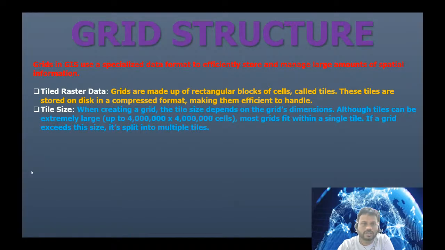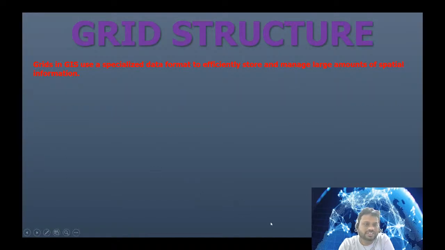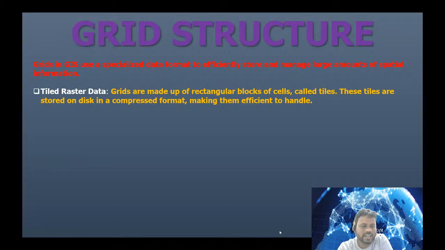So this is important. Grid structure. Grids in GIS, a specialized data format to efficiently store and manage large amounts of spatial information. So tiled raster data grids are made up of rectangular blocks of cells called tiles. These tiles are stored on disk in a compressed format, making them efficient to handle.